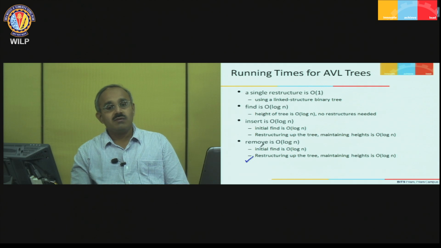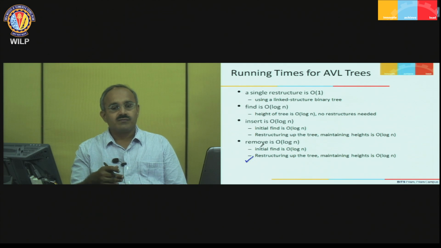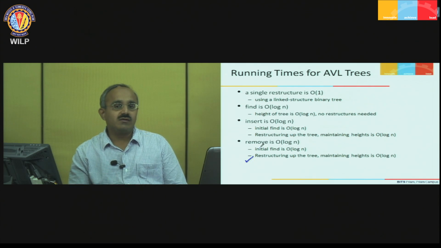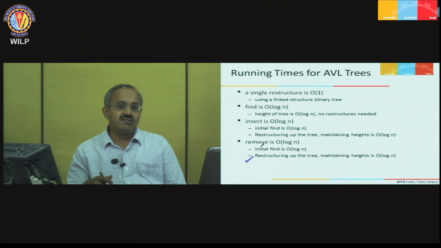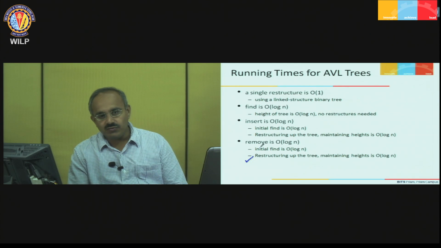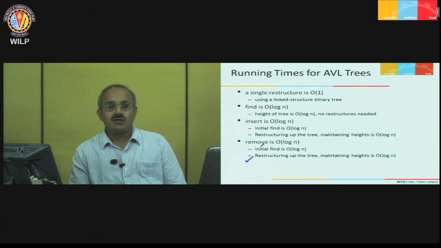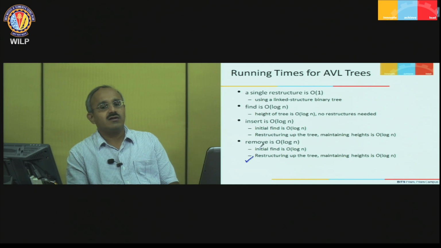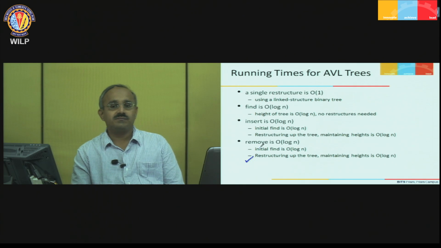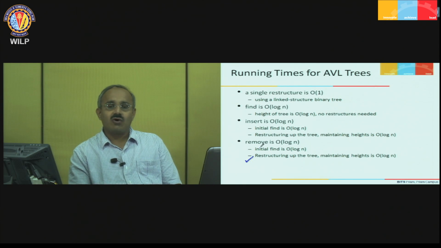might be required for all the nodes right up to the root of the tree, and we know there are at most log n nodes on such a path. So, restructuring might be required at the most log n times. Each restructuring is going to require a constant time. So, when we say order log n, it actually includes a lot of constant factors.